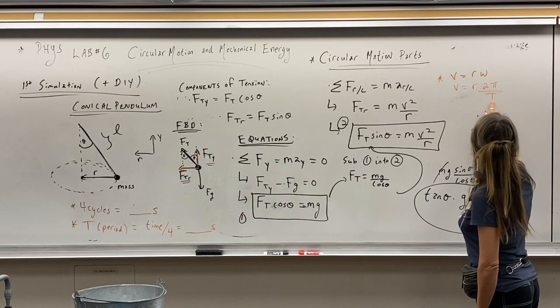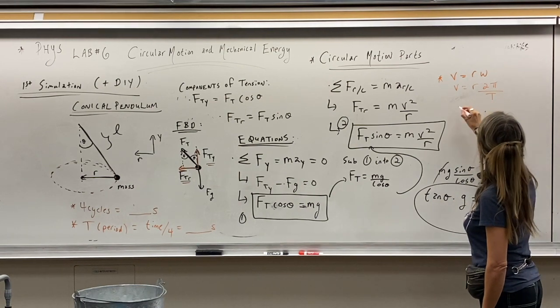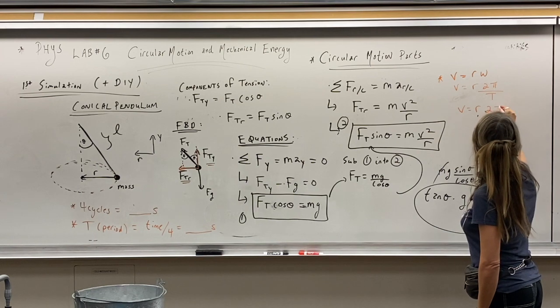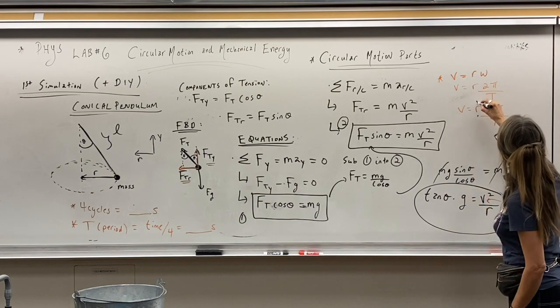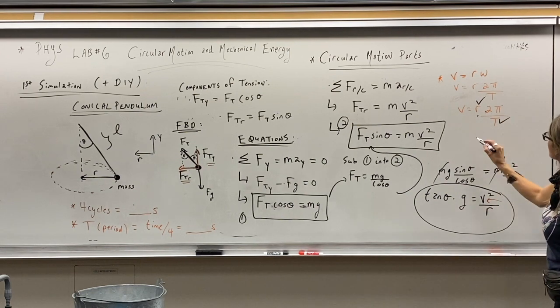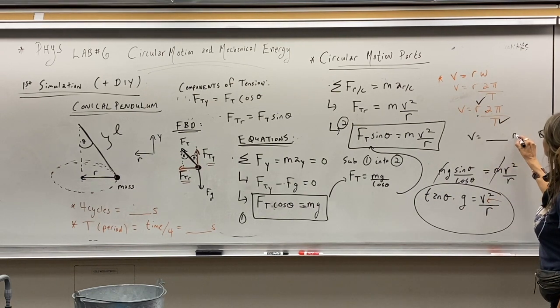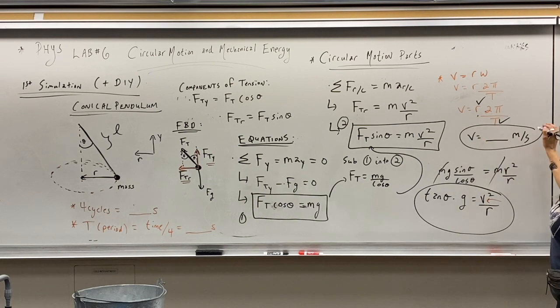And so if we have a period of oscillation and an r value, you'll get v equals so many meters per second. Once you have that, you could plug that in. You could solve for your angle, because you know what little g is.